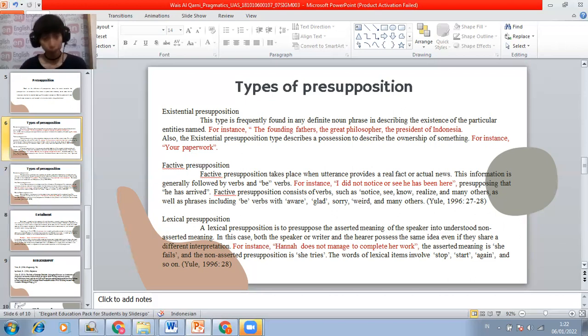For example, Hannah, okay, let's take Hannah again. Hannah doesn't manage to complete her work. The asserted meaning here is she fails, because she didn't manage to complete her work. So the presupposition is she fails, and the non-asserted presupposition is she tries. Okay, at least she tried.